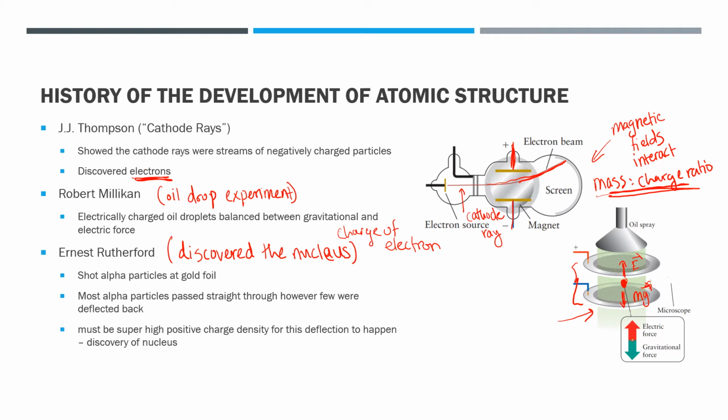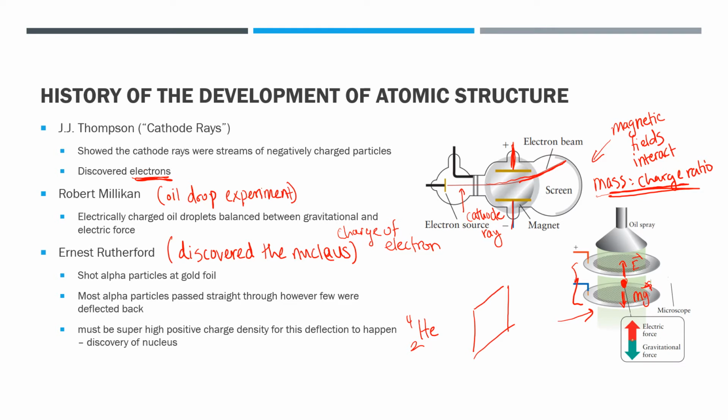So here we can see there's a gold foil, that's what Rutherford had, and he shot these alpha particles, and alpha particles are just helium nuclei. And these alpha particles are super penetrating, right? So for an analogy, they're basically like a bullet, and your gold foil is like a piece of tissue paper.